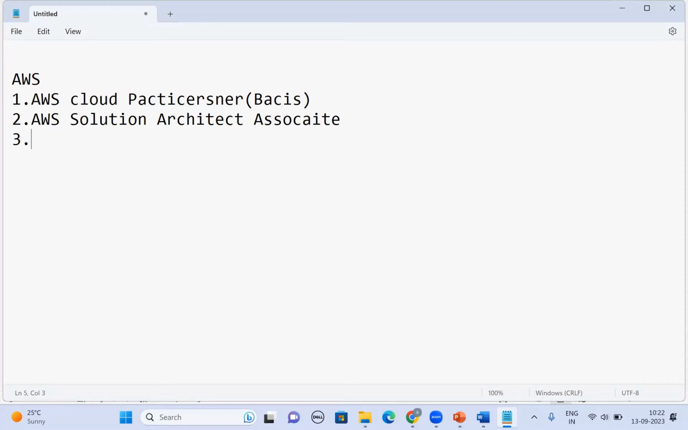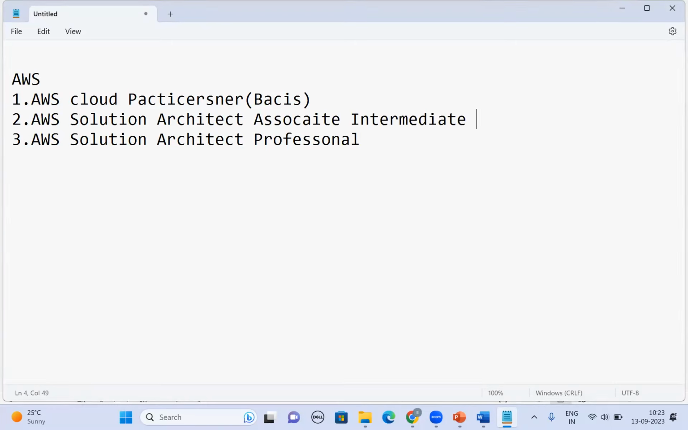And the third one is AWS Solution Architect Professional. So these are the three parts. This is for the intermediate, and this is for, you would say, expert. If you want to do Solution Architect Professional, you have to compulsorily complete the Solution Architect Associate certification. For practice purposes, if you want to learn, you can do this Cloud Practitioner.